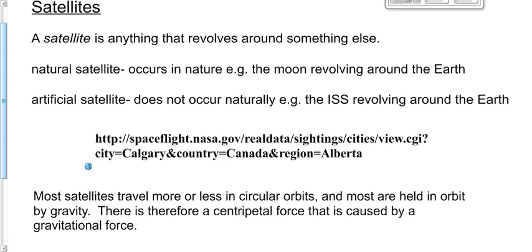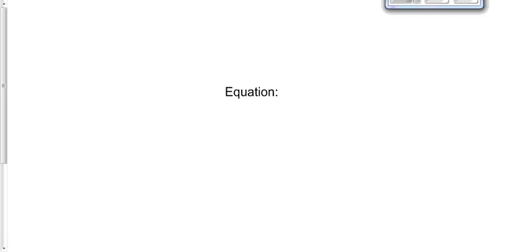Most are held in orbit by gravity, which means that there is a centripetal force that is caused by gravity. Just like when the car was going around the turn, the centripetal force was caused by friction. When the Earth goes around the sun, the centripetal force is caused by gravity. So, as it always does, it seems, in physics, it comes down to an equation.